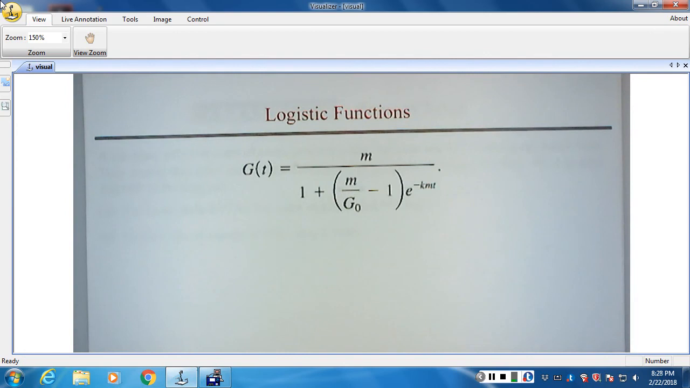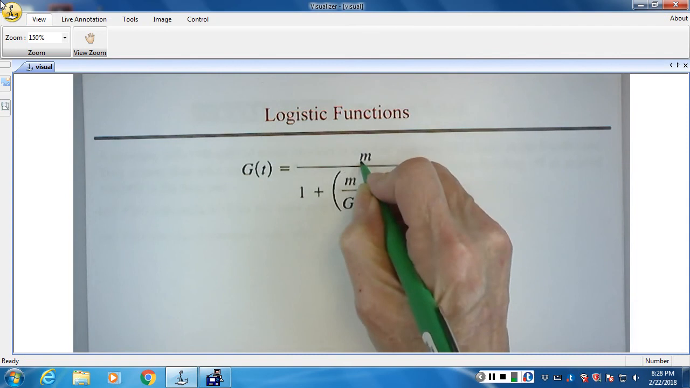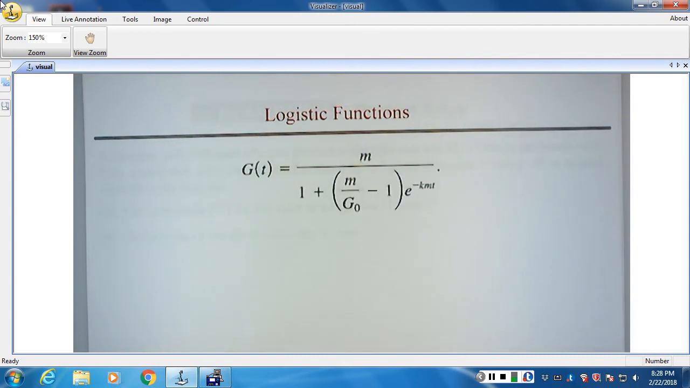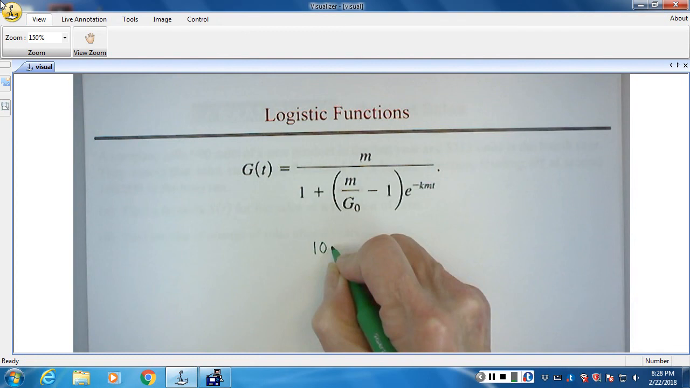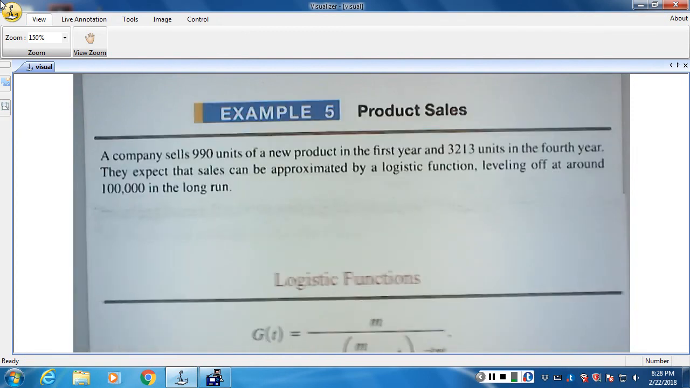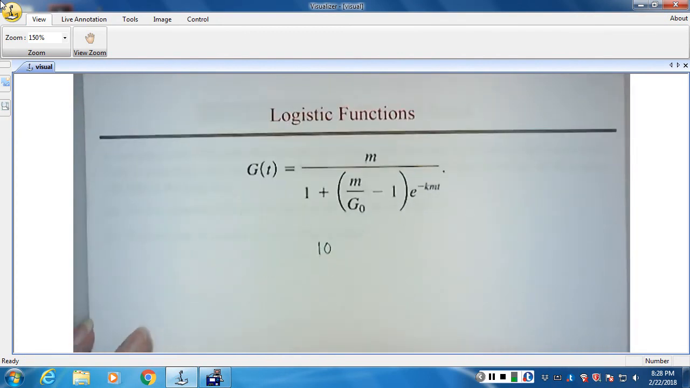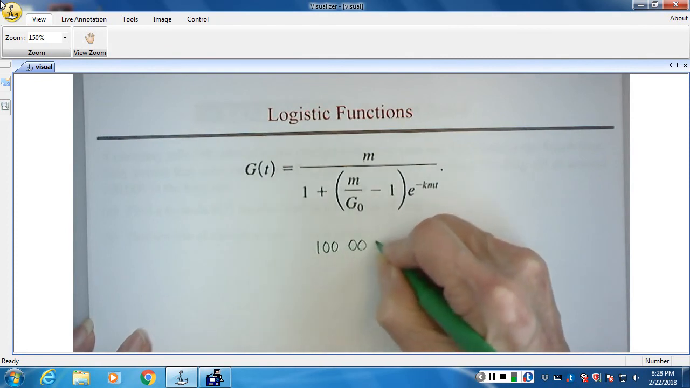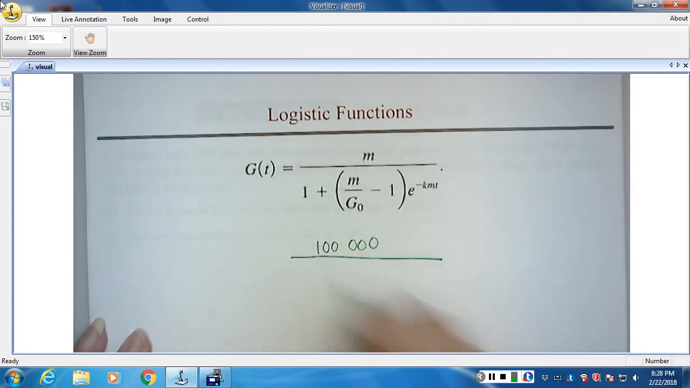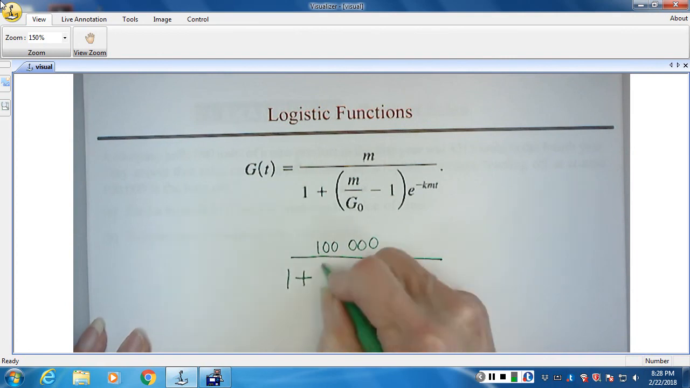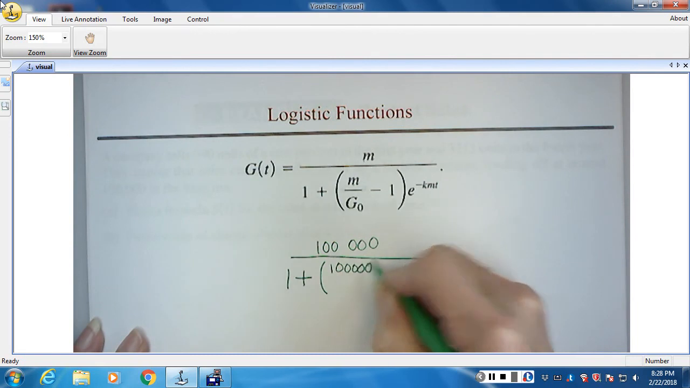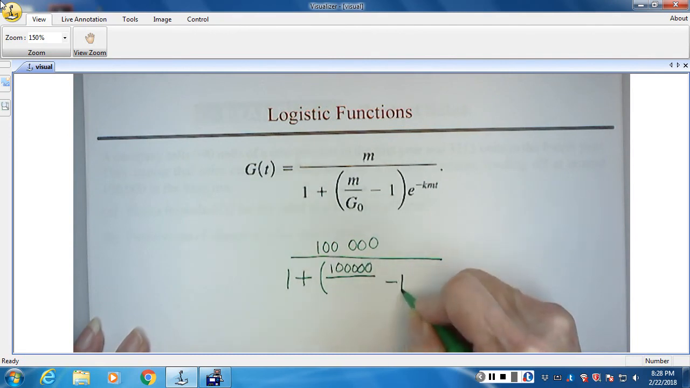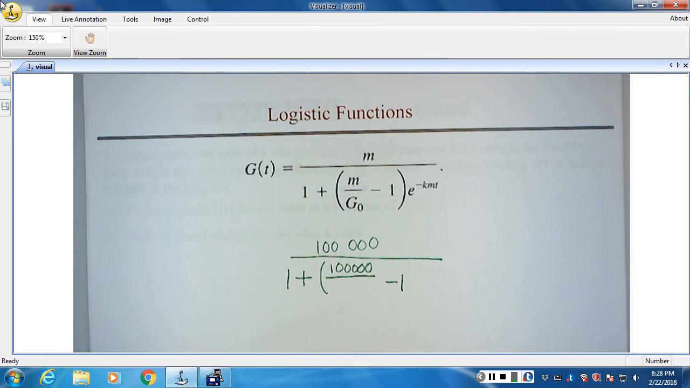And this is what the things in the logistic formula actually represent. Your carrying capacity is M. That's where their sales are going to level out. And the problem says the sales are going to level out at about 100,000. M is the same value that you're going to have here. M has to do with the limit that the function is going to reach. It's going to be the leveling out point.